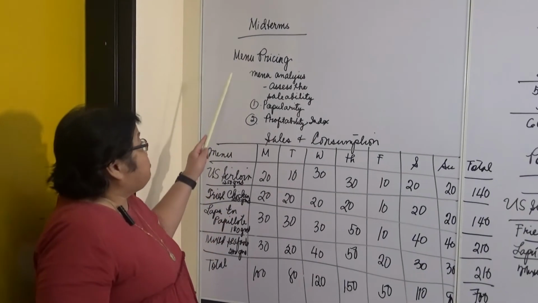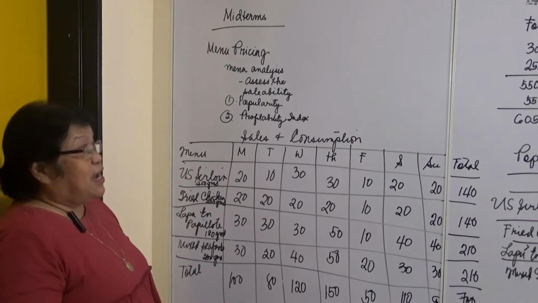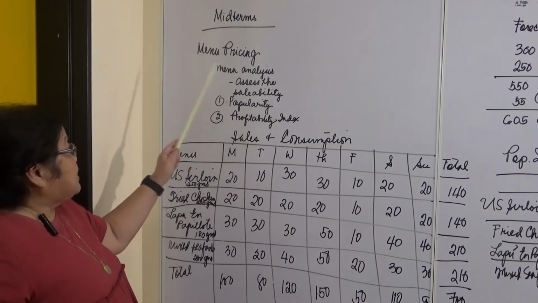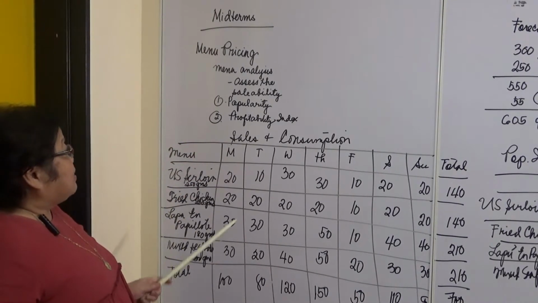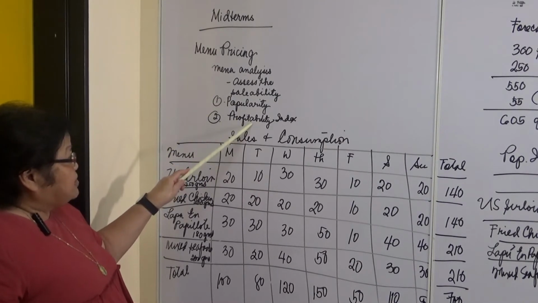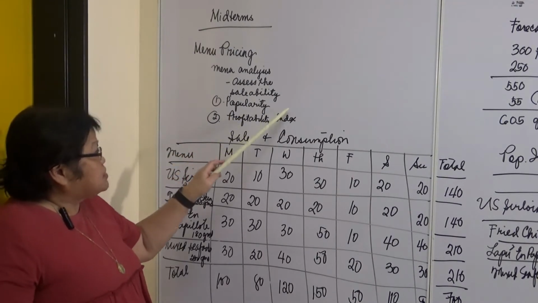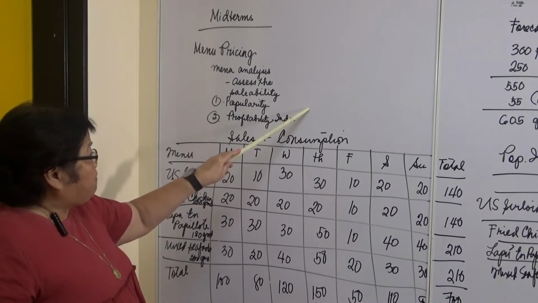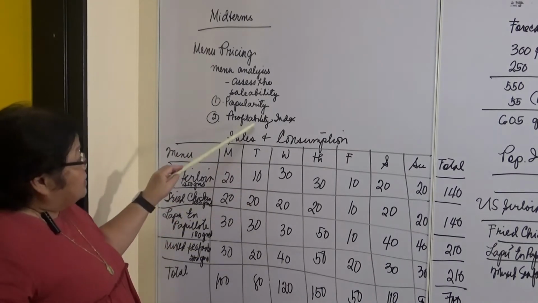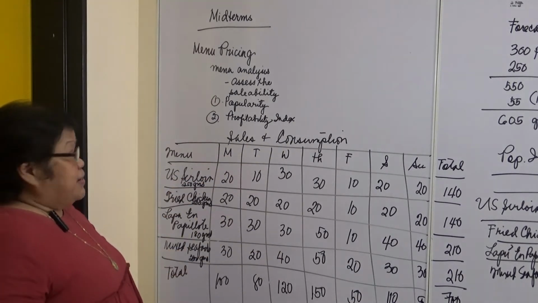Midterms topic, and that would be on menu pricing. Before you can come up with the menu pricing, you have to do some kind of a menu analysis. This is to assess the saleability of the items that you're selling. Under menu analysis, we need to have a popularity index and profitability index. Popularity index is of course for measuring how popular your dish is against the other offerings that you have. And then the profitability is how much sales it incurs for a particular period of time.